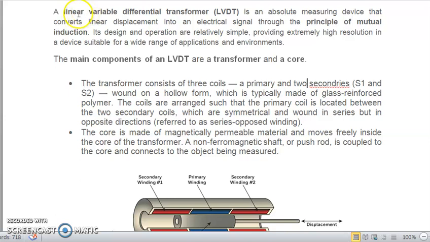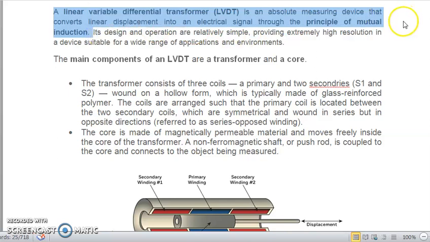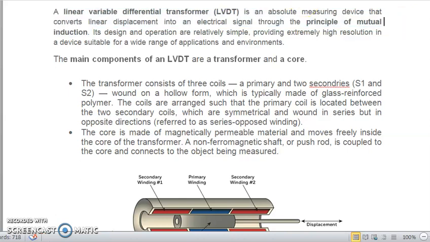Okay, so here is the definition. A linear variable differential transformer is an absolute measuring device which converts linear displacement to an electrical signal through mutual induction. This is the main thing. The principle is mutual induction, since the name includes transformer. It is a transducer, but its electrical construction is like a transformer.